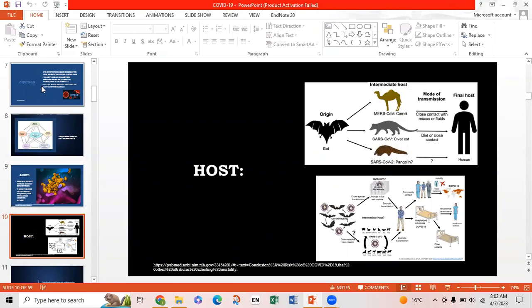Host factors: the origin may be a bat. The intermediate host for MERS-CoV can be a camel. For SARS-CoV, it's a cat. And for SARS-CoV, the mode of transmission is close contact with mucus or fluid. The final host is human, through close contact or airborne infection. All these are the host factors.